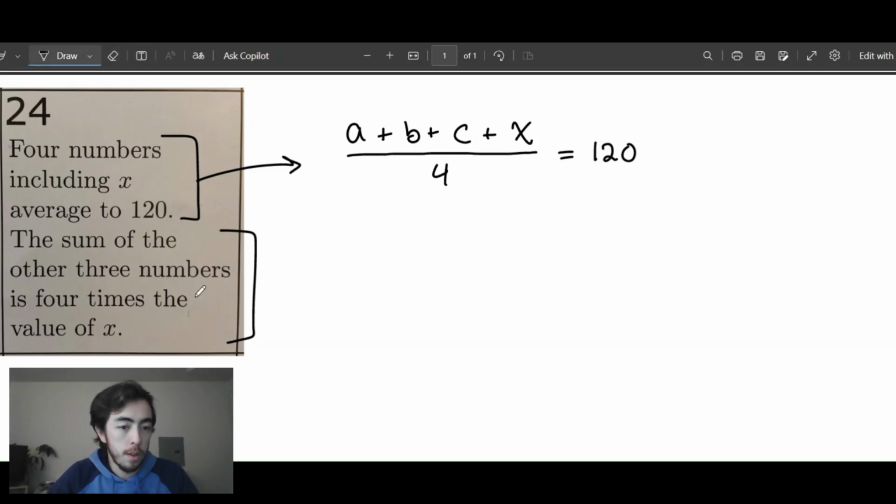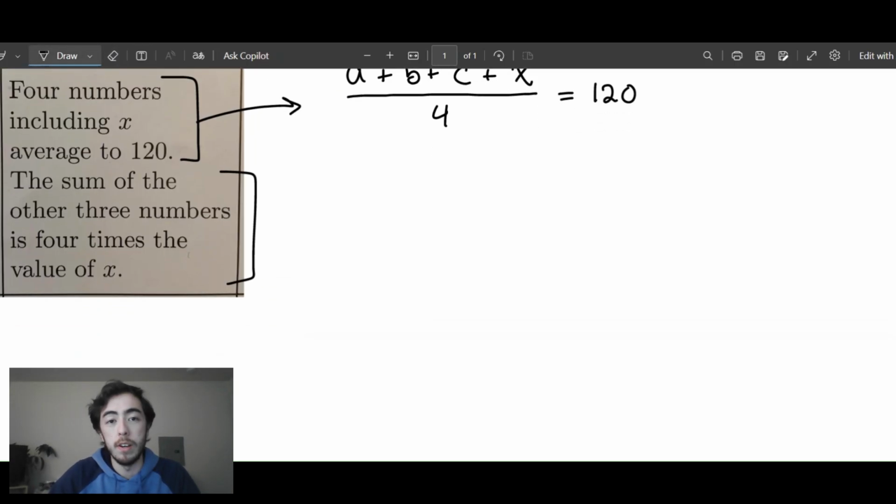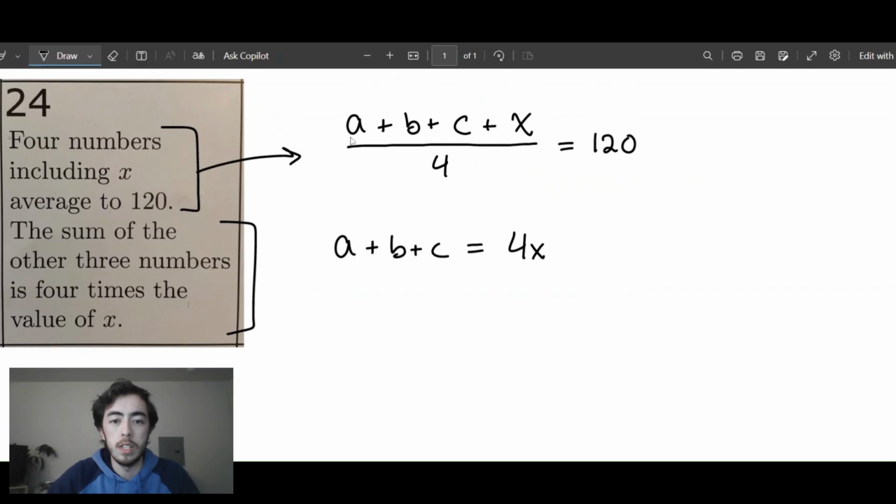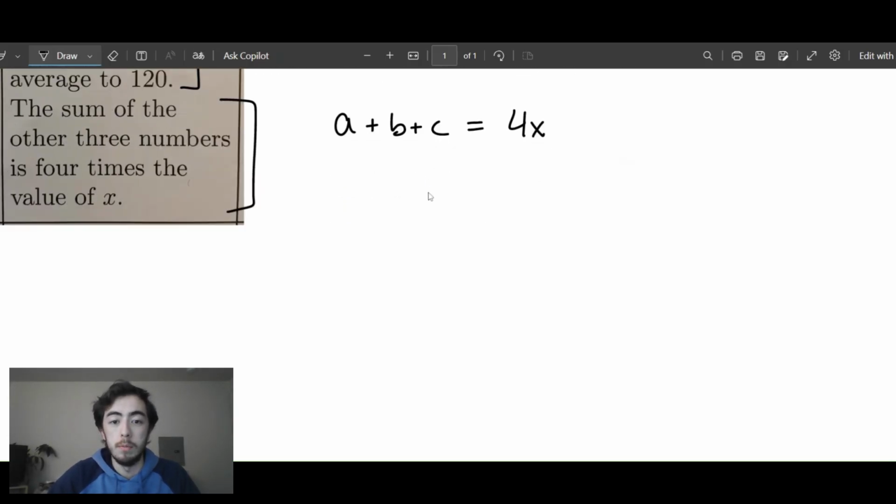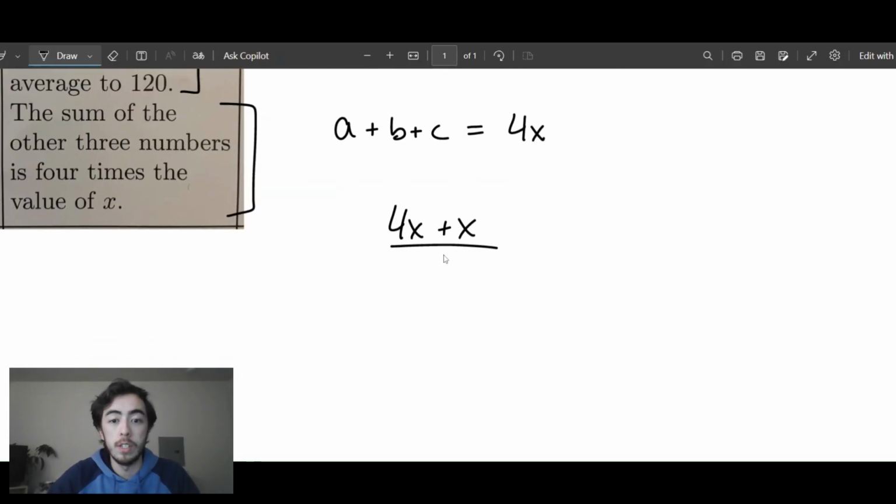The sum of the other three numbers is 4 times the value of x. So summing up the other three numbers looks like this. I'll translate the word "is" as an equal sign in math, and 4 times the value of x, I could just write 4x. So it's kind of convenient. I don't really need to know the value of a, b, or c, because I can just substitute out a plus b plus c for 4x. So I got 4x plus x over 4. That's me taking the average, and this equals 120.